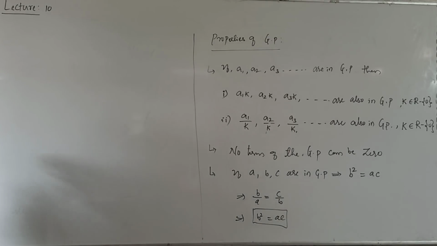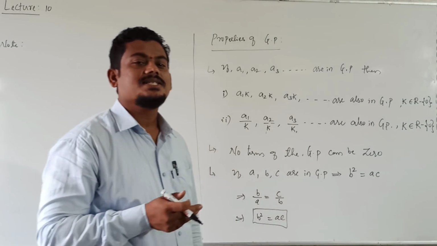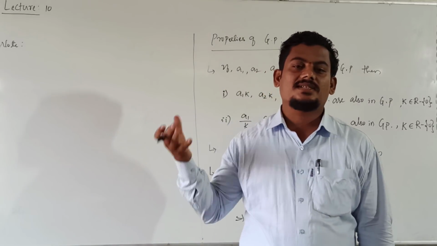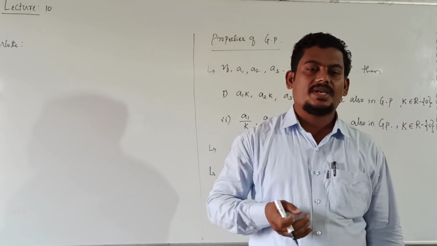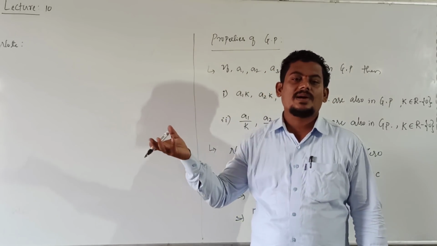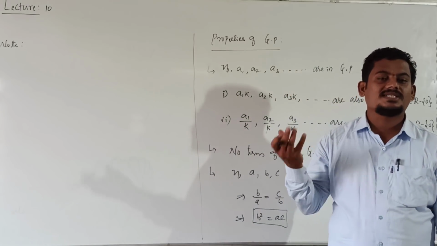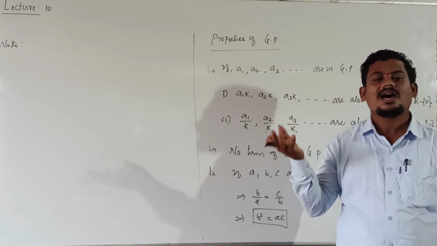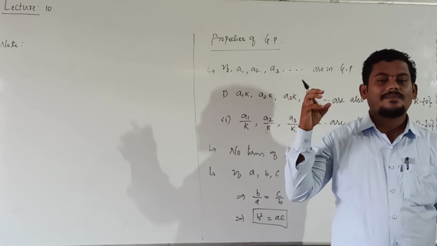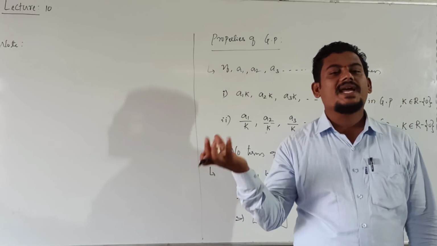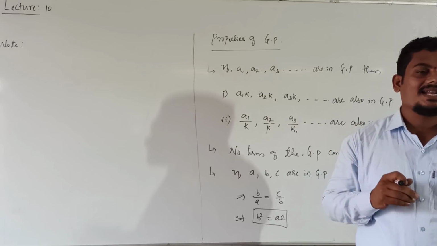Next, just remember these two points. Selection of 3 numbers and selection of 4 numbers in GP. How to select? Proper selection of the GP. Suppose the sum of 3 numbers and product of 3 numbers is given, or the sum of 4 numbers in GP and product of 4 numbers or any relation is given.